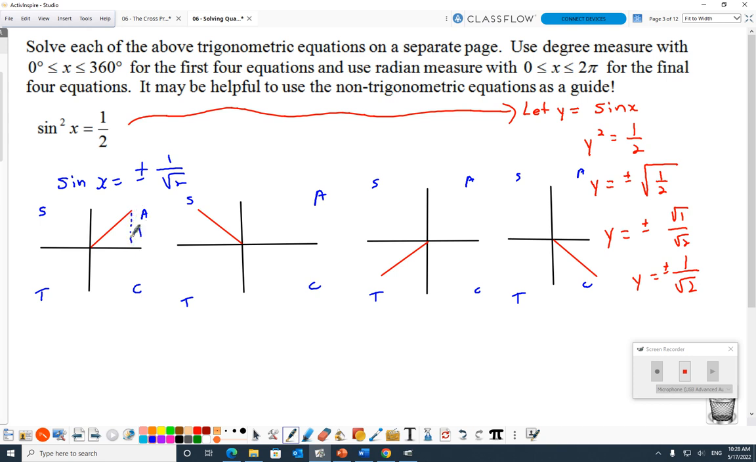opposite over hypotenuse is 1 over root 2, and hopefully you recognize the special triangle. There it is. So this is a 45. And it's the 45 in all of them. That related acute angle is 45 every single time. And now you're ready to answer the question. 4 answers instead of 2 now. X equals 45.